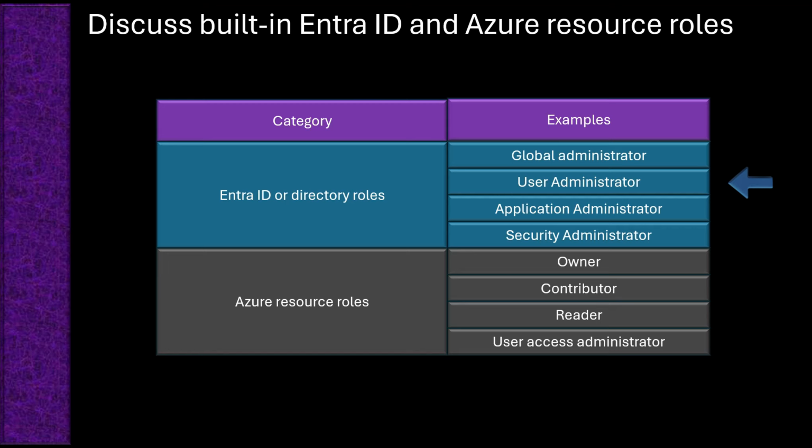User administrator can manage user accounts and groups, including creating new users, resetting passwords and managing user settings, and they can handle day-to-day user management tasks. Application administrator manages application registrations and permissions. They can add, configure and remove applications and their permissions. They oversee application related tasks such as registering new apps and managing app permissions.